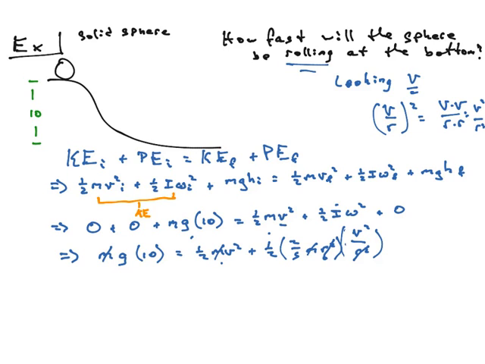So now, what are our unknowns? I've got a V, I've got a V here, and that's the only unknowns. That's perfect. I can solve this problem. So let's try to look at it. G, 9.8, times 10 equals 1/2 V squared plus.